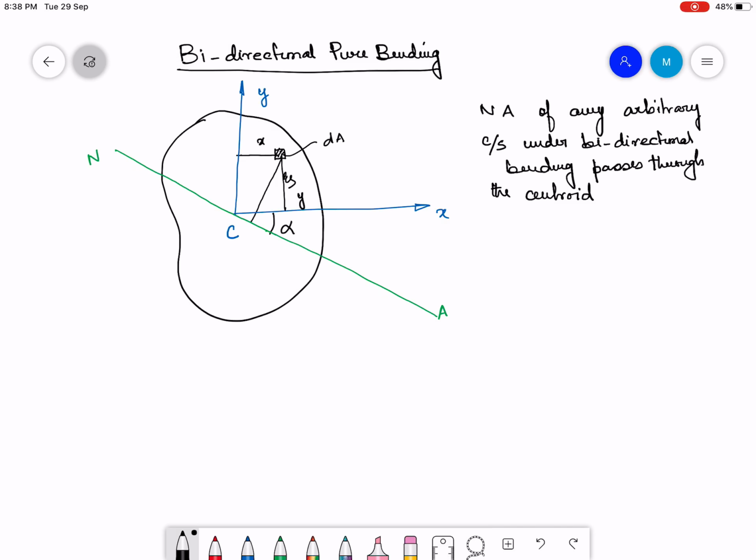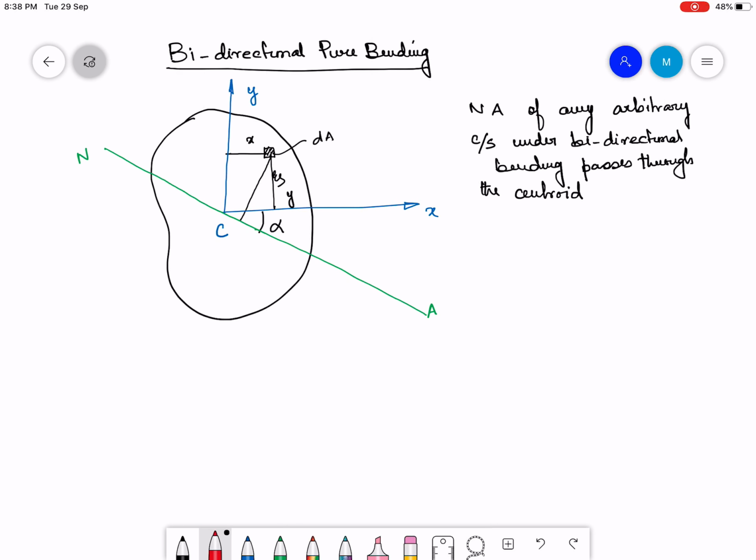Now let me draw the moments. The applied moments are Mx, as we have done in the last lecture, and My. These are both positive moments acting about the x and y axis. Now let us see what the expression for sigma z is. The objective of this lecture is to derive the expression of sigma z, that is the normal stress at a point on the cross section, in terms of the applied moments and the sectional properties.